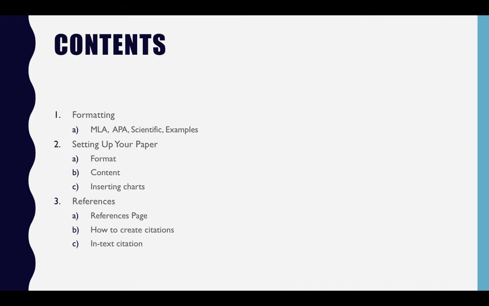So, like I said, there's several things that I want to go over with you. The first of which is formatting, which we have talked about before, but I want to tell you a little bit more about MLA, APA, the scientific report format, and give you some examples of those. Okay, then I'm going to go over actually setting up your paper. Now that's going to include just your basic format, how to set it up in Word or Google Docs. I'm going to talk a little bit about the content of each section.